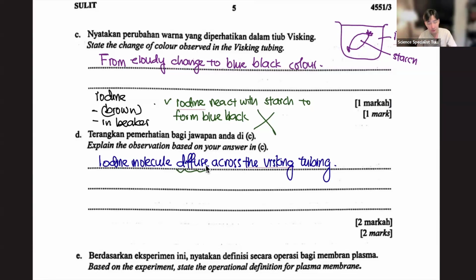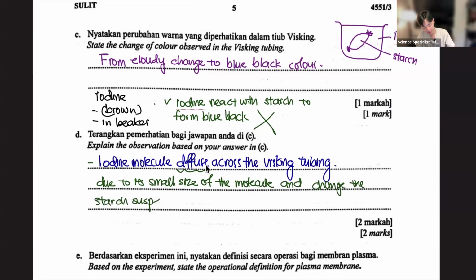Iodine diffuses across the whisking tubing, due to its small size, due to the size of the molecule, due to the small size of a molecule, right, and changes the starch suspension. Now only you change the suspension to blue black.